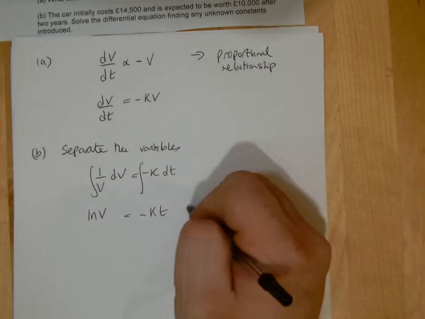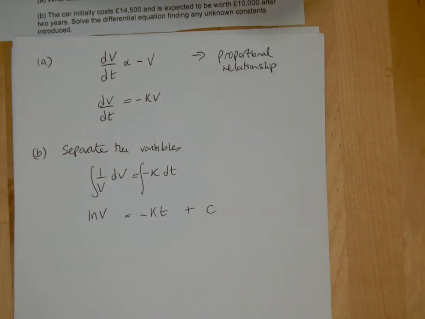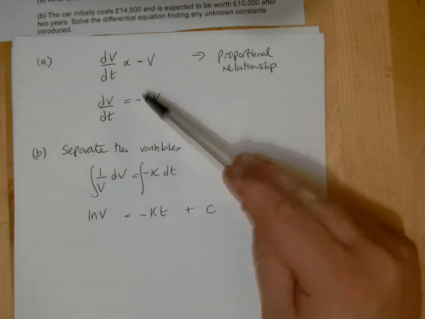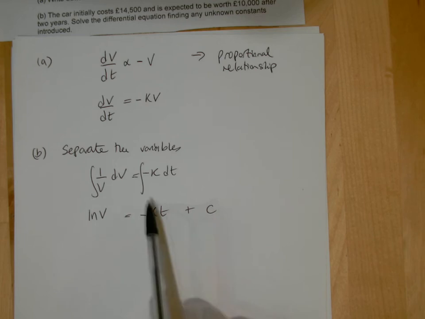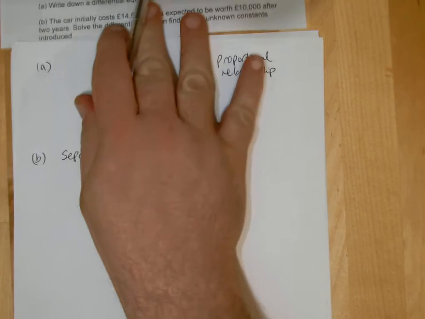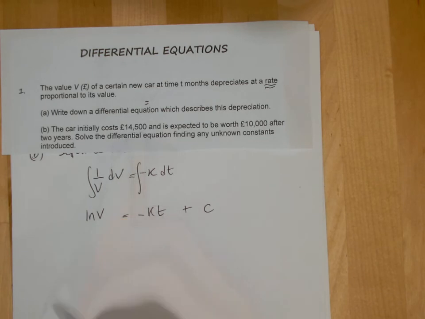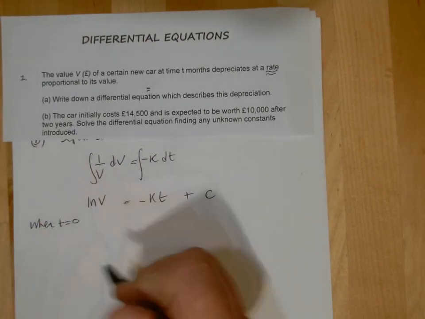Don't forget though, because you've integrated with no limits, you have to put a constant of integration. So we've got a constant k here in regards to the proportionality issue we had at the start, and then we've also got a constant c here, a different constant in relation to the integration. But they also tell us that the car initially costs 14,500.